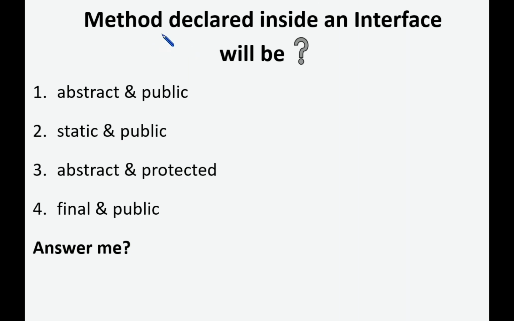Methods which are declared inside an interface will be what? Option 1: abstract and public. Option 2: static and public. Option 3: abstract and protected. Option 4: final and public. What will be the correct answer? Yes, abstract and public. Whenever we are declaring a method inside an interface, by default it will become abstract and public. Whereas variables declared inside an interface will be static and final.